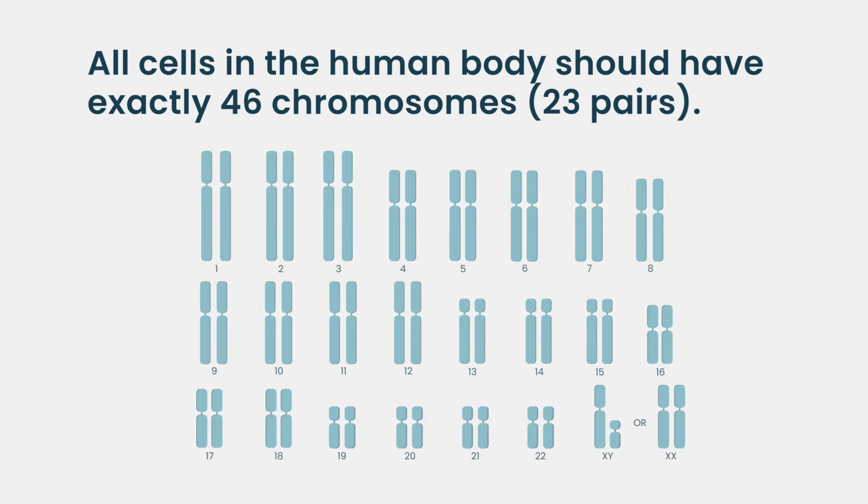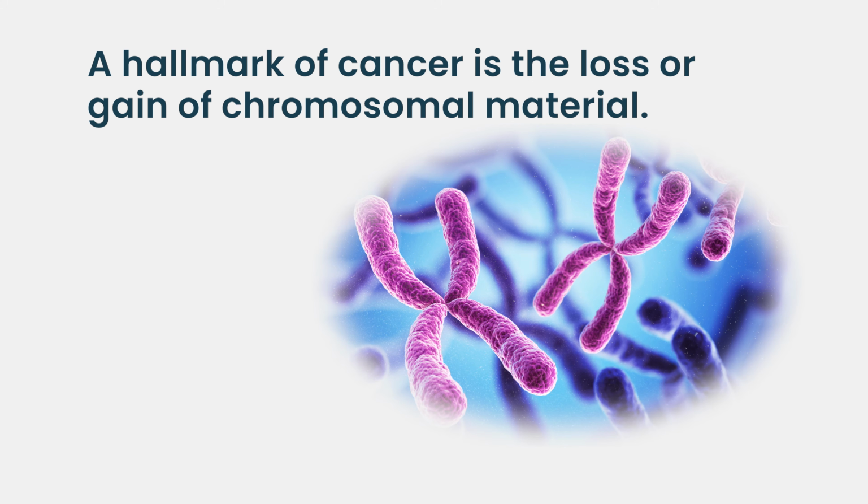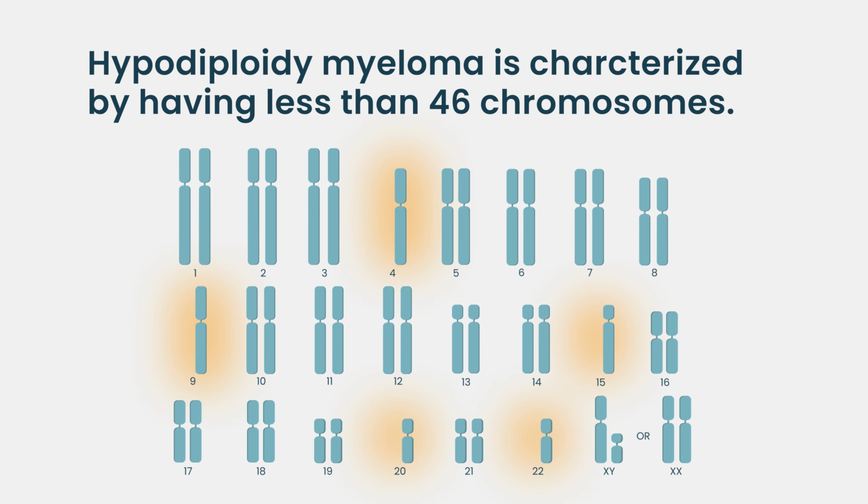Every cell in the human body has 46 chromosomes, no more, no less. But that changes in cancer because cancer is genetically unstable. And part of cancer is the loss of chromosomal material or acquisition of chromosomal material. And different cancer cells will have a different number of chromosomes. In some, they'll lose chromosomal material.